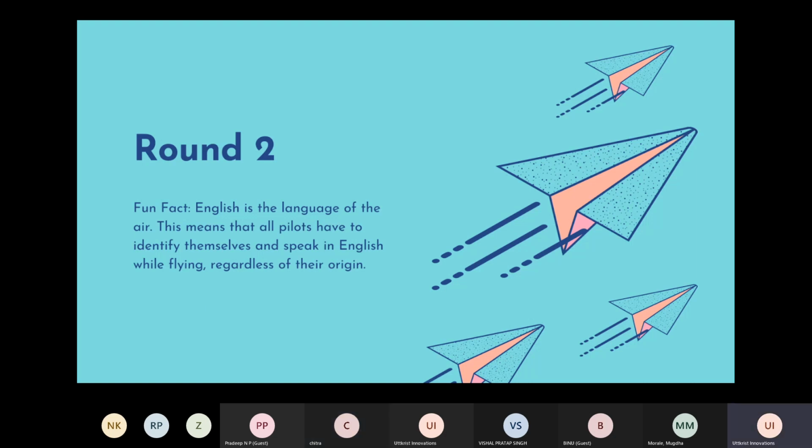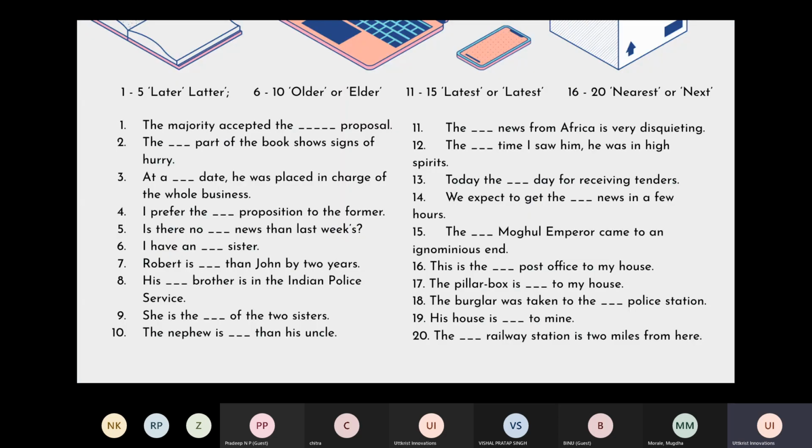Thank you, Chitra. So now comes round two questions. 20 questions, 10 minutes. Your time begins now. Question number 1 to 5, you have to choose between later and latter. Question number 6 to 10, your options are older or elder. Question number 11 to 15, your options are latest or latest. Okay, let me correct this for you. You attempt question number 1 to 10, and let me come back to you on 11 to 15.